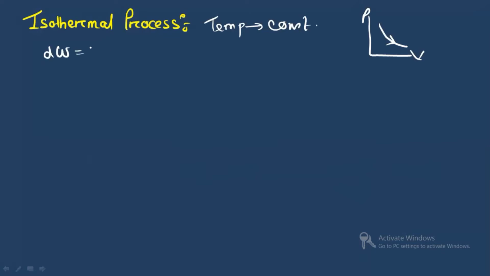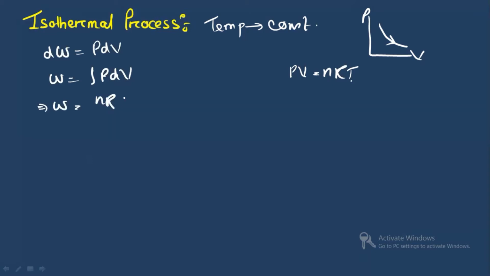If you look at the work done in this particular case, first let me write dW = PdV. So W is the integration of PdV. You know that PV = nRT. From this you can substitute for the pressure. nR is constant, and T is also a constant term, so T will also be outside. From this you get P = nRT/V.